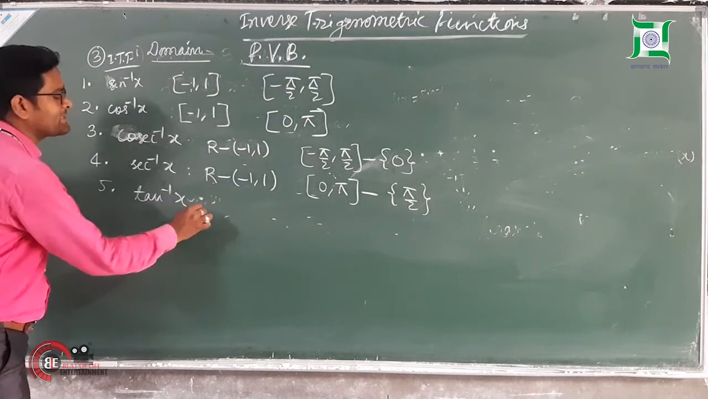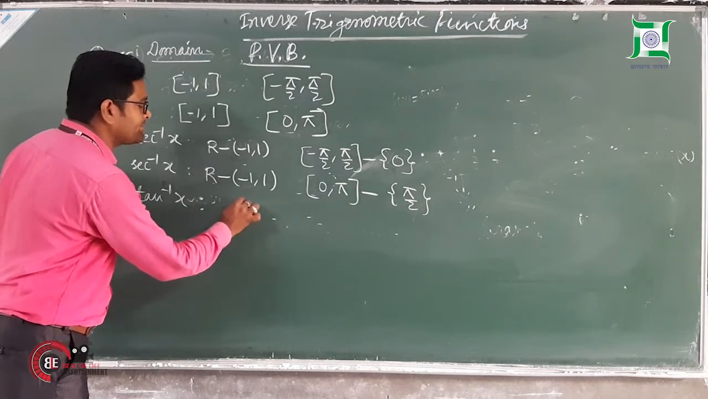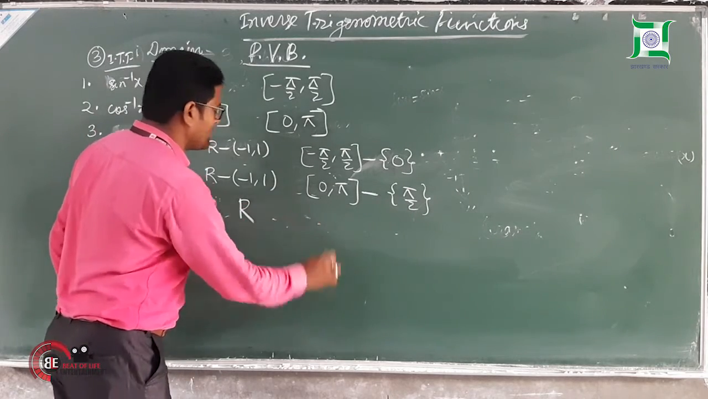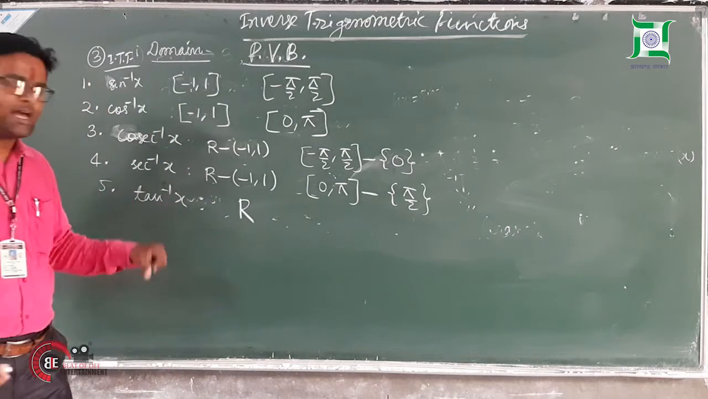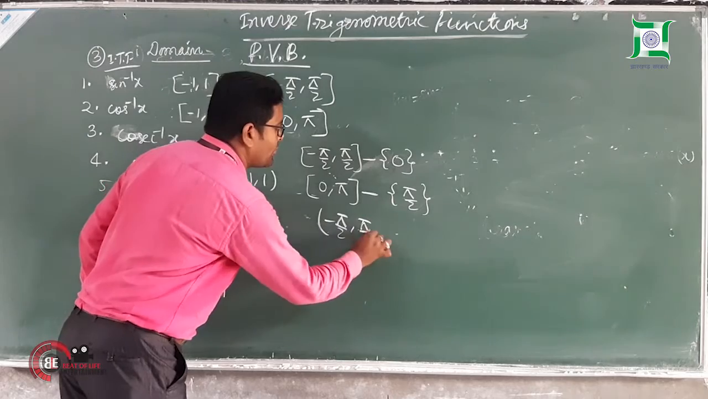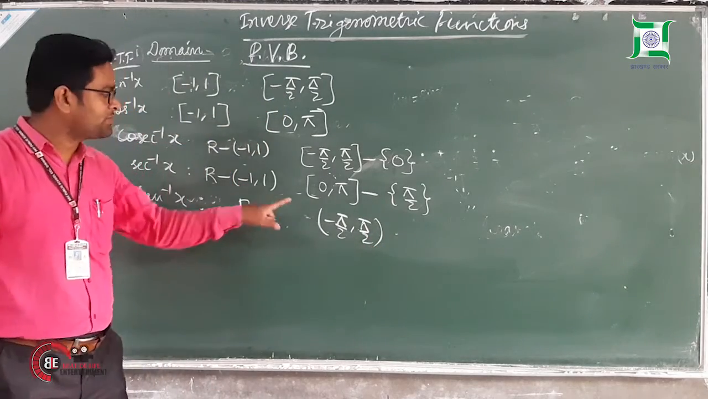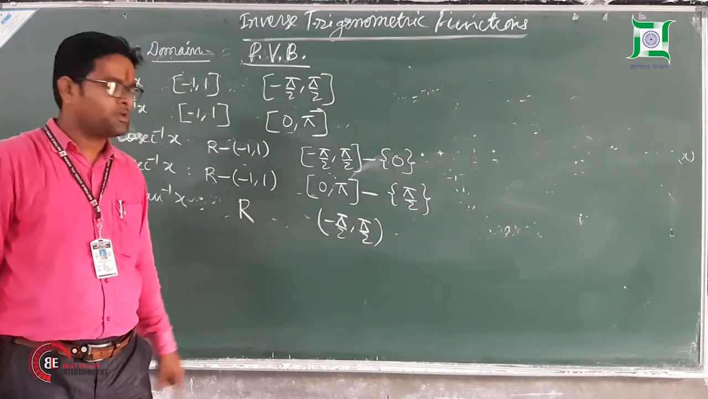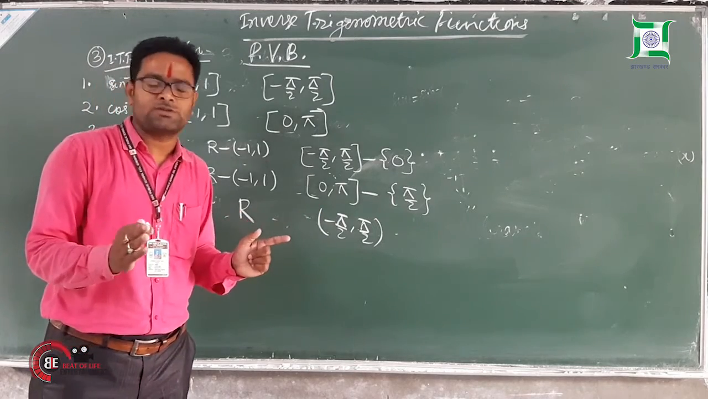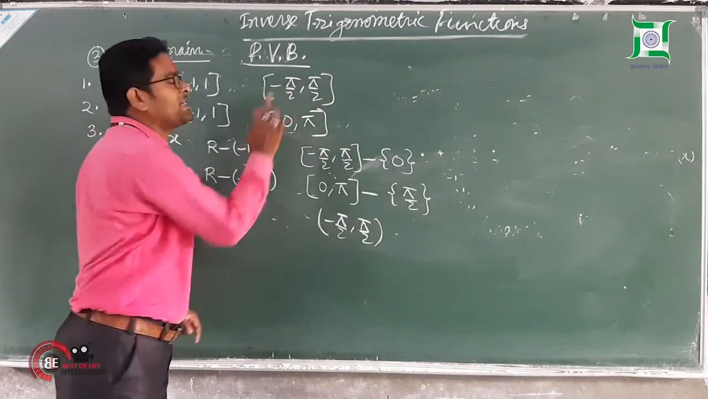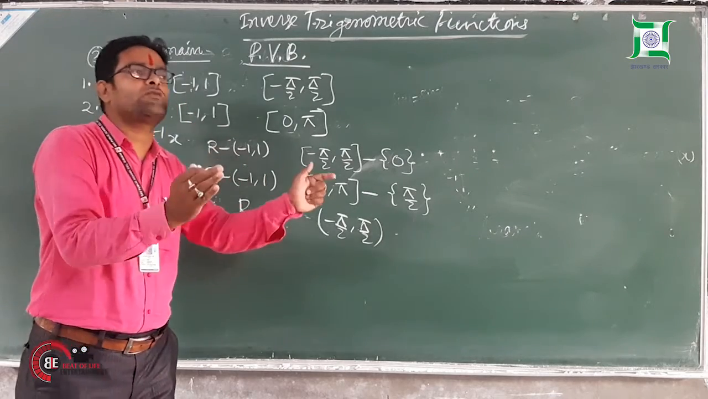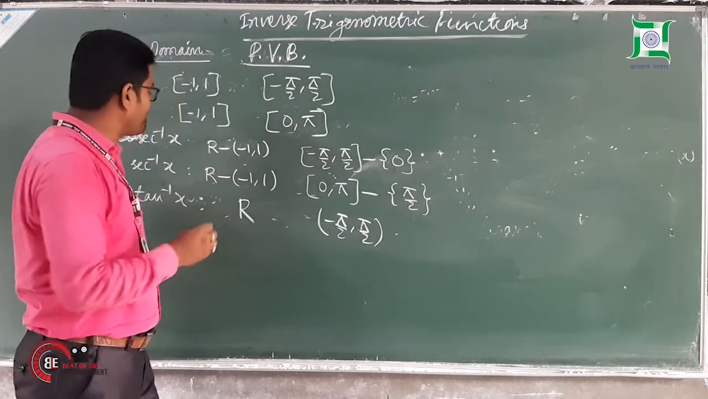Tan inverse x is having domain as R and its range will be excluding minus pi by 2 to pi by 2. There is much importance of these signs. Take care of this. That means it is not included. Between minus pi by 2 and pi by 2 we have to take the values. And when it is in the square brackets, that means it will be included, including all other values lying between minus pi by 2 and pi by 2.